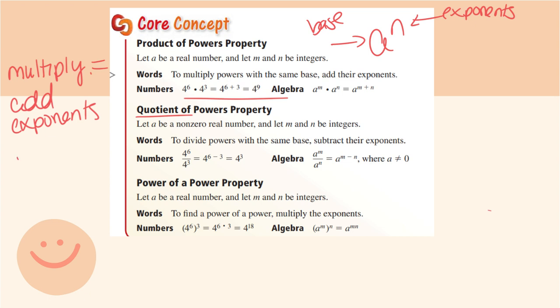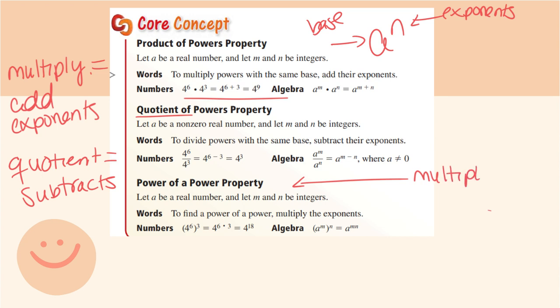So when we have a quotient, we're going to subtract our exponents. When we have the power of a power property, which is where we have exponents on top of exponents, you're going to multiply. So this example in product of powers, remember, is multiply.